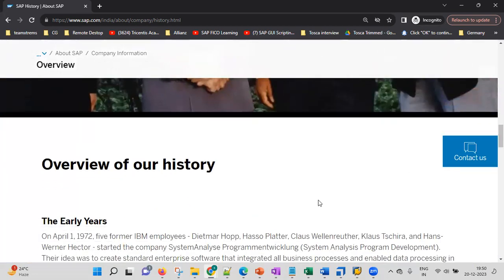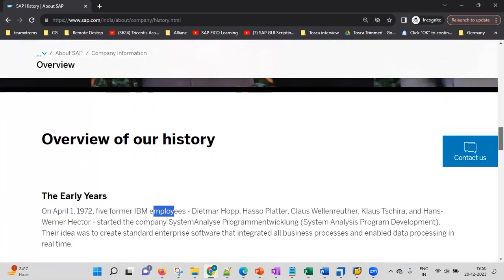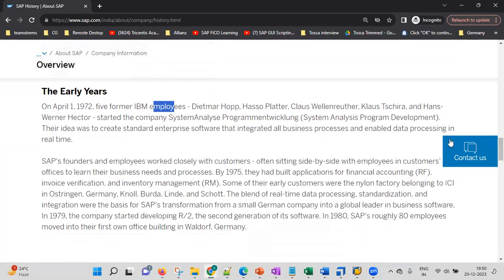They also mention the names. Like here you can see, these 4 or 5 people were the employees of IBM earlier. These 5 are the employees of IBM earlier. So, like you can see, Hopp, Plattner, Wellenreuther, Richard, and Hector, 5 people.